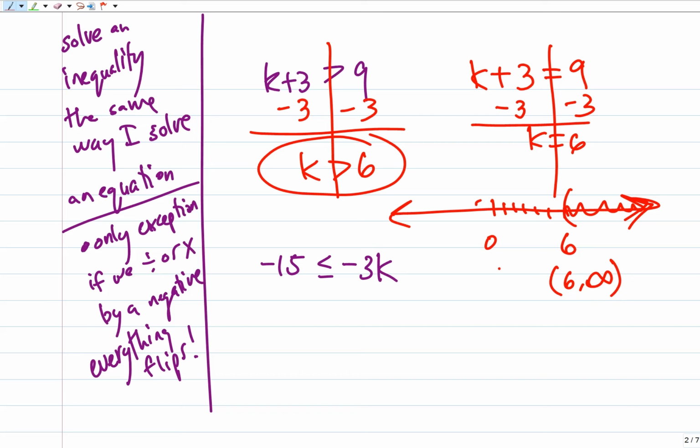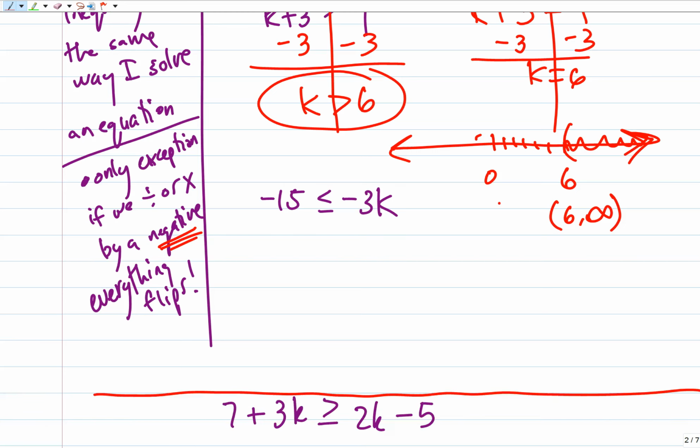The only exception is if we ever divide or multiply, not by just anything, whenever we divide or multiply by a negative number, everything flips. A lot of people will say, just flip the inequality, and that's fine, but I want you to see that everything flips. This is a good reason for understanding why this occurs. So in our next example, how am I going to solve that for k? I'll give you a hint: the same way we would solve it if it was an equation.